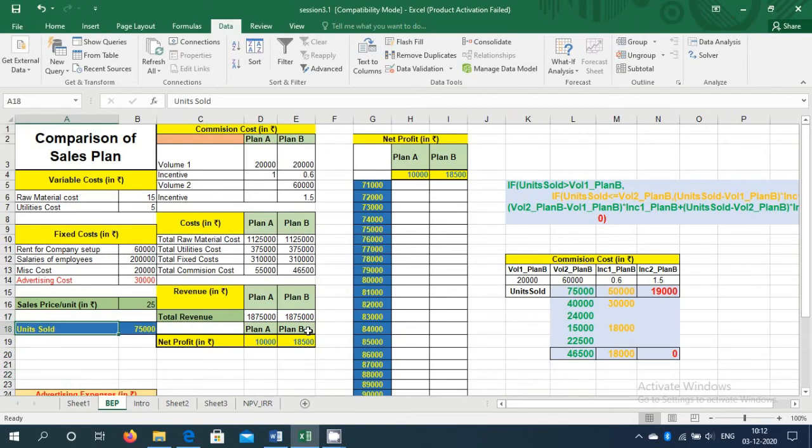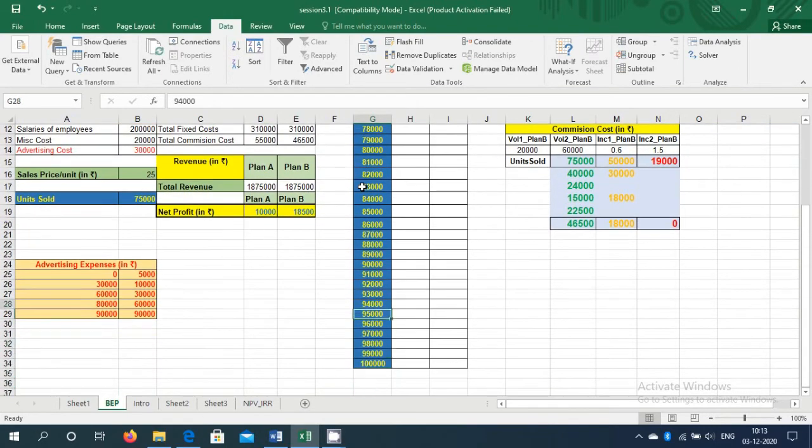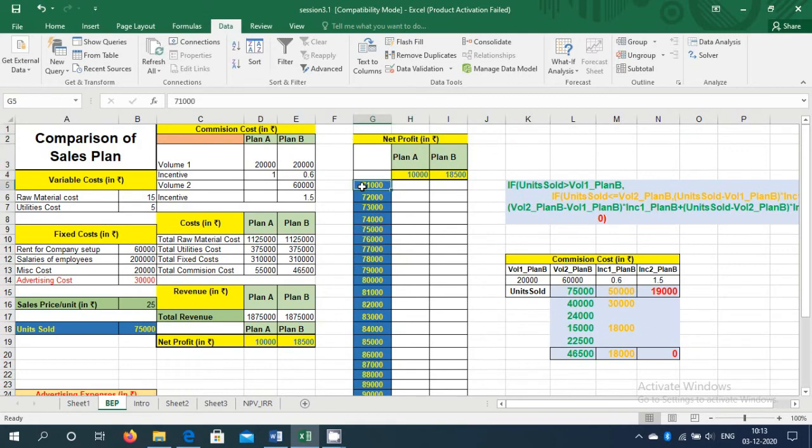So in this way we are seeing that when units sold is 75,000, this is what I am getting. In plan A it is 10,000, in plan B it is 18,500. But I want to see which one is better in this case. Obviously plan B, because here net profit is more. So I'll check from 71,000 to 1 lakh. You can raise this from 50,000 or 30,000, anything also.